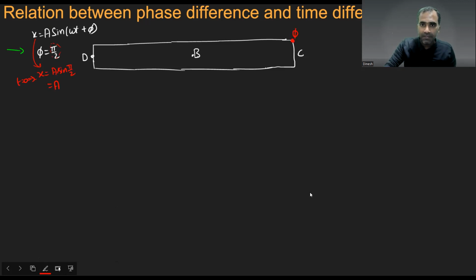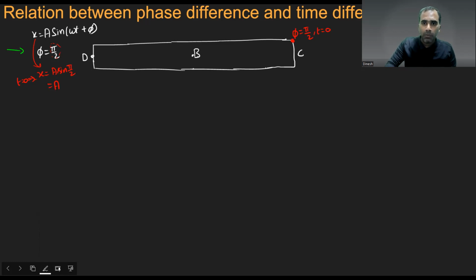So what is the initial phase? Initial phase is pi by 2, at time 0. Okay. So initial phase they might give, or initial displacement also they might give. From initial displacement, you can find initial phase. From initial phase, you can find initial displacement.